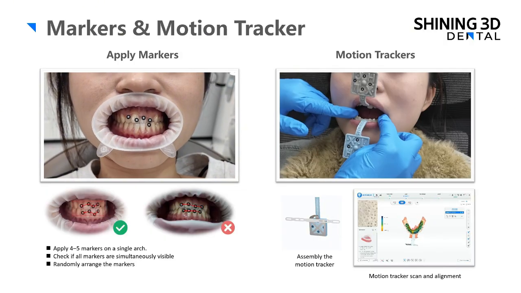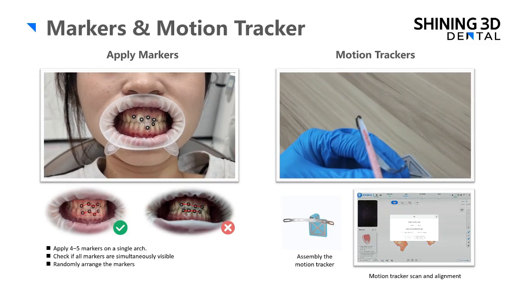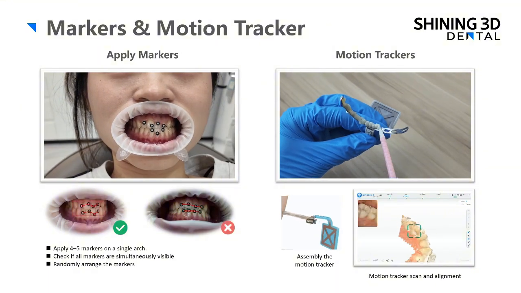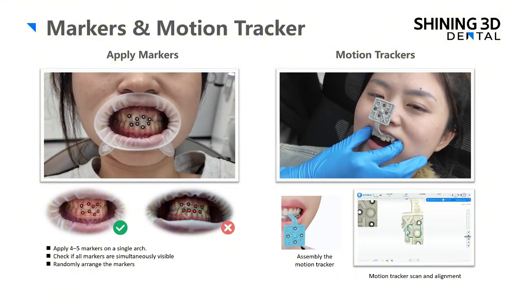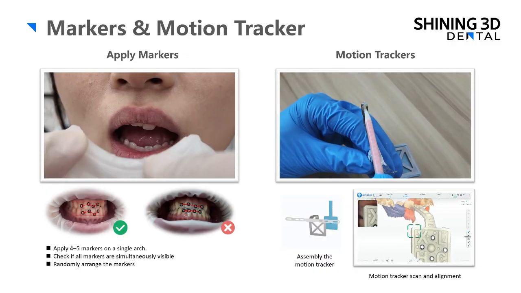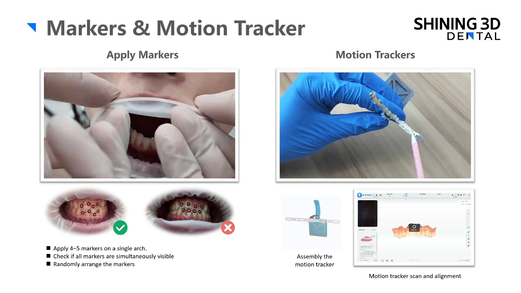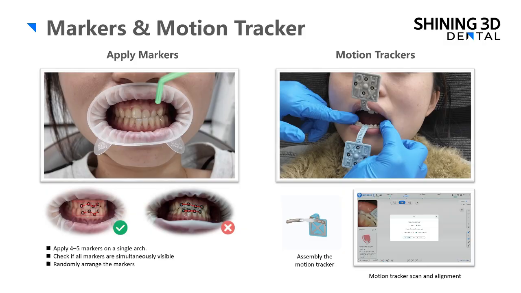In this way, we can easily track the motion while we are doing the scanning, and also check if all markers are simultaneously visible, which means the front view, as I mentioned, so it can be captured from the front view scanning of the device, and also randomly arrange the markers. Make sure they're in a zigzag way, not in a linear way, as you can tell from the pictures down below.